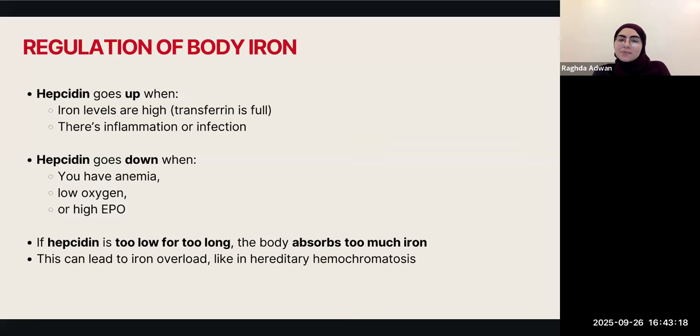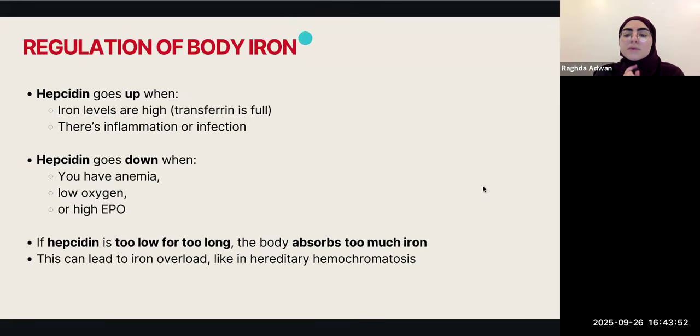In what cases do we need hepcidin to go down so we can absorb more iron? When there's anemia, when there's low oxygen, when we need to absorb more iron, when there's high erythropoietin. Why is this important? If hepcidin levels are too low for too long, we absorb too much iron. So there needs to be a balance of hepcidin and our iron levels. We don't want hepcidin to be too low for too long because then the ferroportin is open and active. We absorb way too much iron. This will lead to iron overload and a disease that we'll talk about in a few minutes.